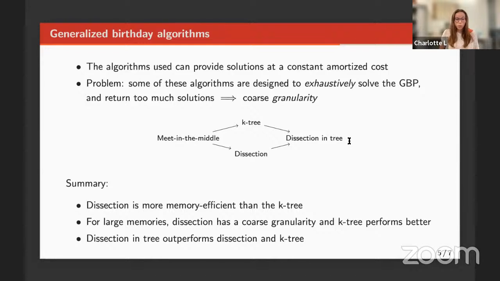However, for large memory, the dissection has a coarse granularity. So we tried to make the dissection return as few solutions as possible, but despite this tweak, the K-tree was still performing better. However, tweaking the granularity for the dissection in tree was quite successful, and it gave us instances which were always better than or equivalent to the dissection and the K-tree.